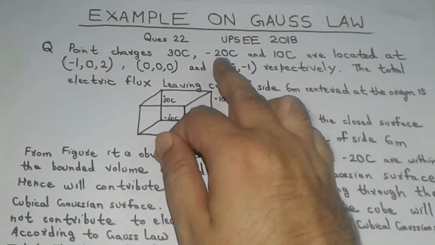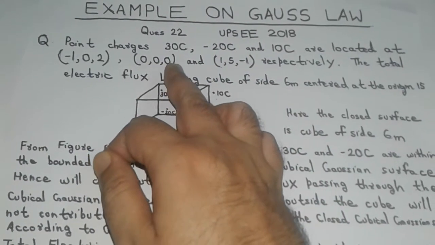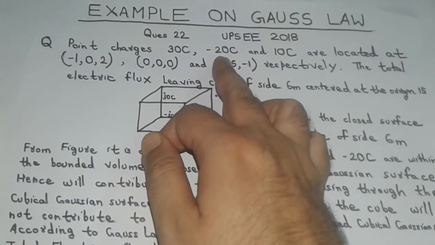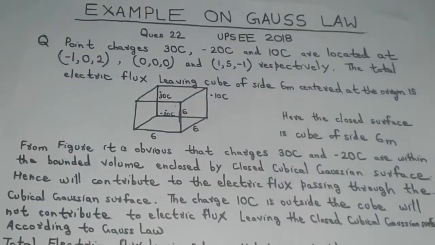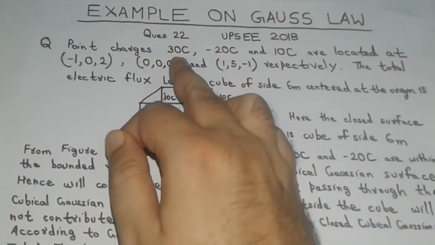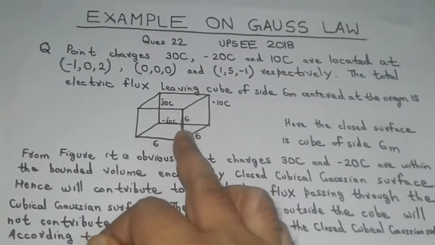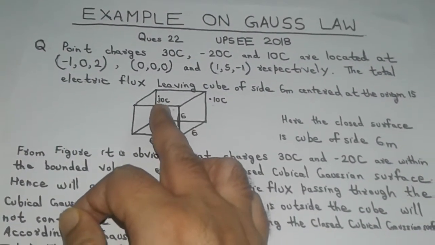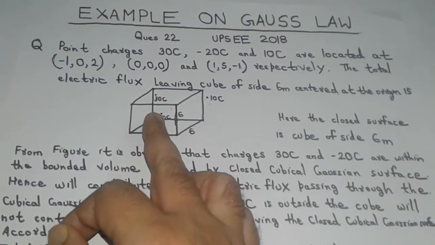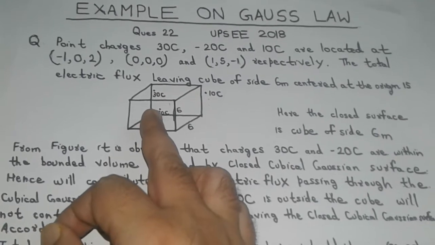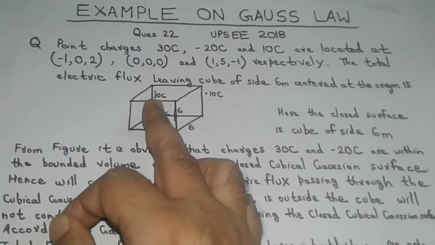Since the coordinates of charge minus 20 coulomb is 0, 0, 0, hence we consider the charge minus 20 coulomb to be placed at the center of the cube. The coordinates of charge 30 coulomb is minus 1, 0, 2. So we consider the position of point charge 30 coulomb as slightly on the negative x-axis and at 2 coordinates on the positive z-axis.